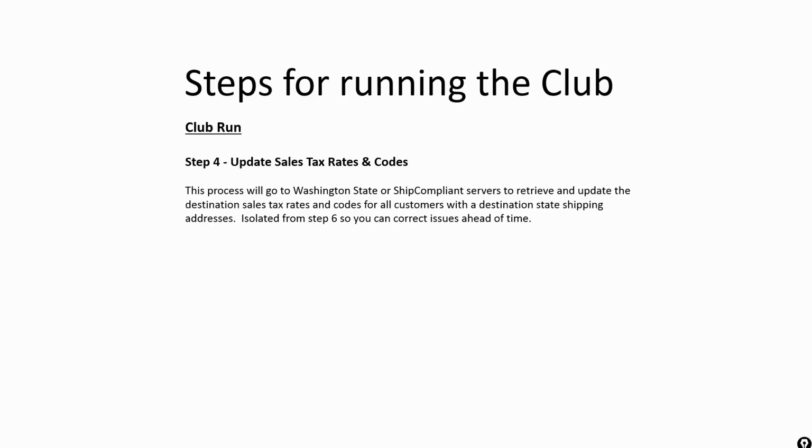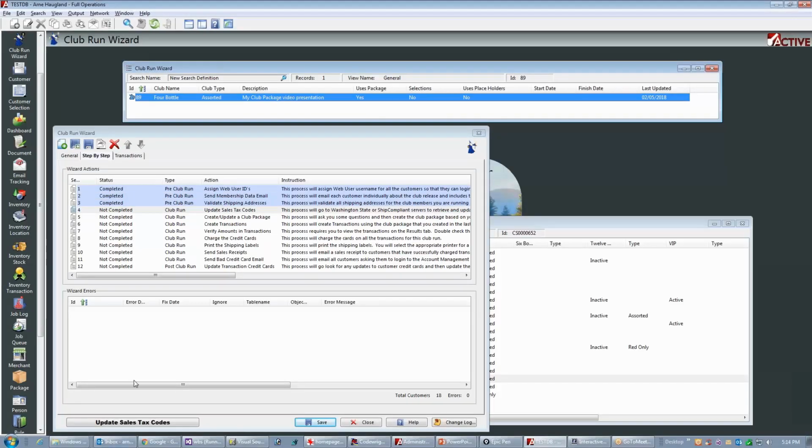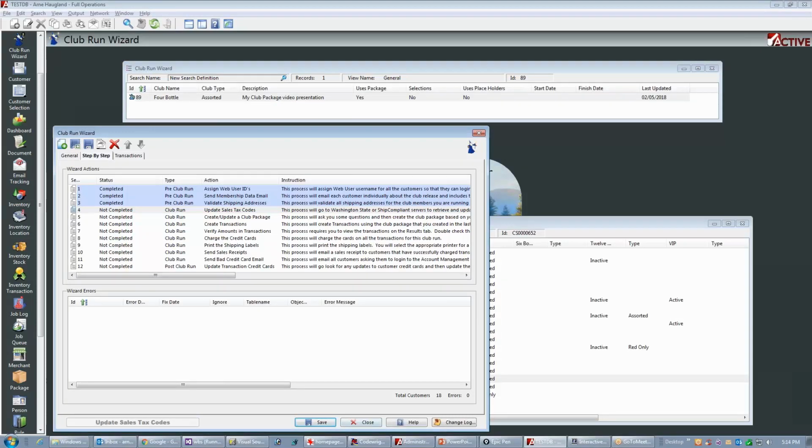Everyone living in a destination tax state can have potentially a different tax rate, and the all-important tax codes for Washington and New York for filing. So this step has been isolated to itself, so you can get this taken care of before you run into difficulties with the transactions themselves and ending up with transactions that have not been charged tax. So let's hop back to active, and we're just going to push update sales tax codes.